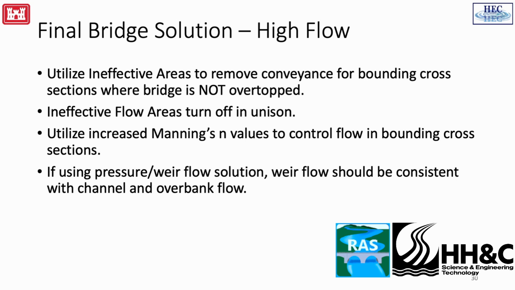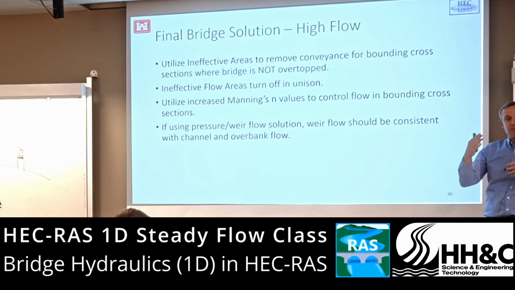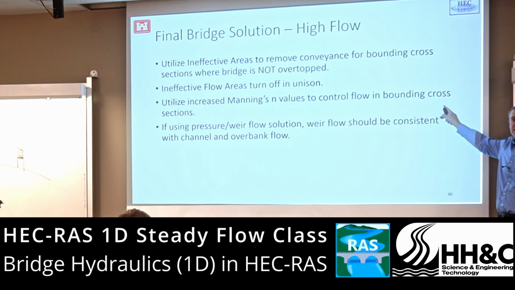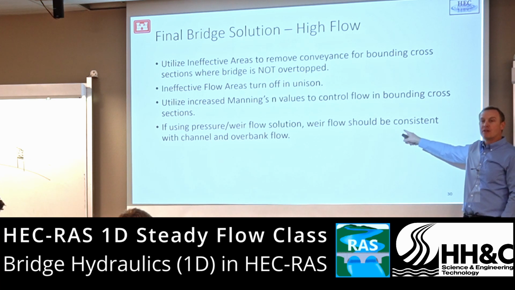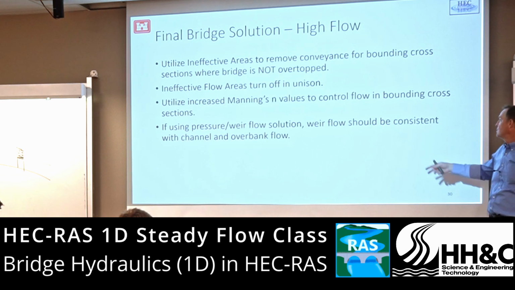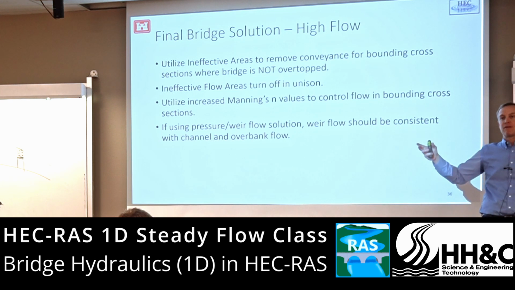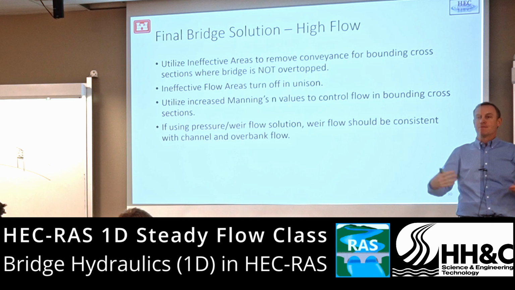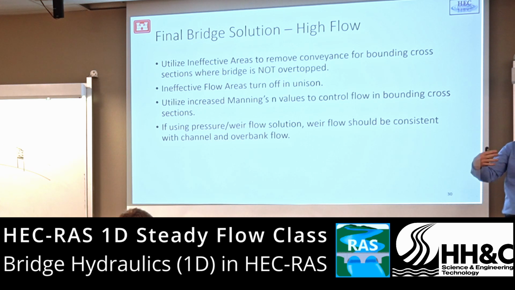So we have our geometry, we have our tables. We're going to make sure that our ineffective flow areas remove conveyance during low flow and that they get turned off during high flow. We want to make sure they turn off in unison. So bounding cross sections, you treat them as kind of one unit. If we need to control flow in the bounding cross sections, Manning's n value is our friend. That's what we use to slow flow down. And then if we're using the solution that has pressure and weir flow, and you're going to find out there's two different methods for high flow, you can use an energy method or pressure with weir flow, then you're going to need to be consistent with the overbank flows and the amount of weir flow you're getting by doing the conservation of mass type of thought process through the bridge.